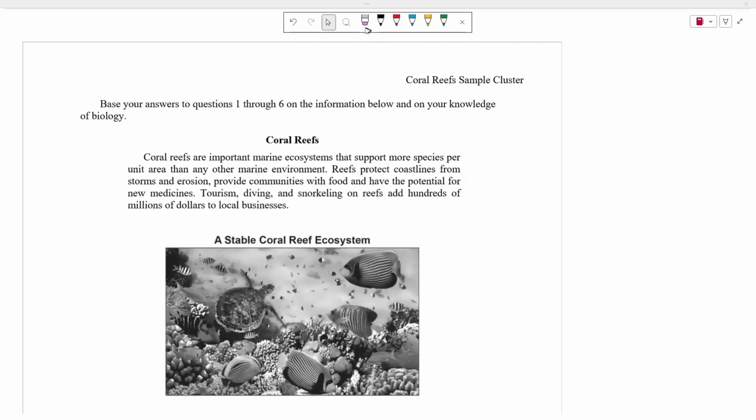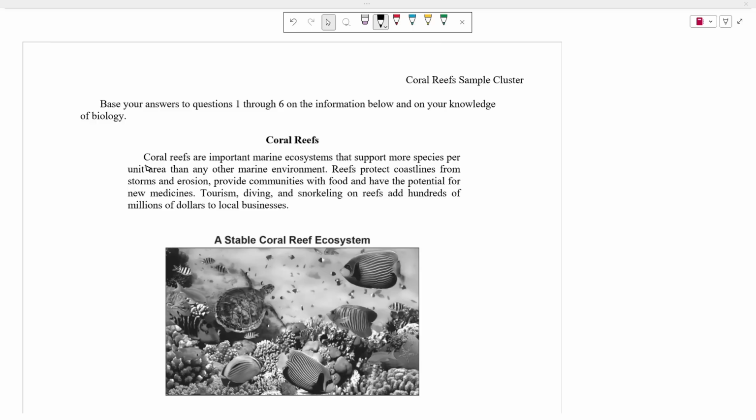So we're going to go ahead and take a look at the coral reef sample cluster, which is a cluster of 6 questions. Keep in mind on your Regents, you're not just going to have one cluster of questions, you're going to have 9 to 11 different clusters with different topics or different subjects. Okay, so it starts up here. My best advice is to always read through the text before answering the question.